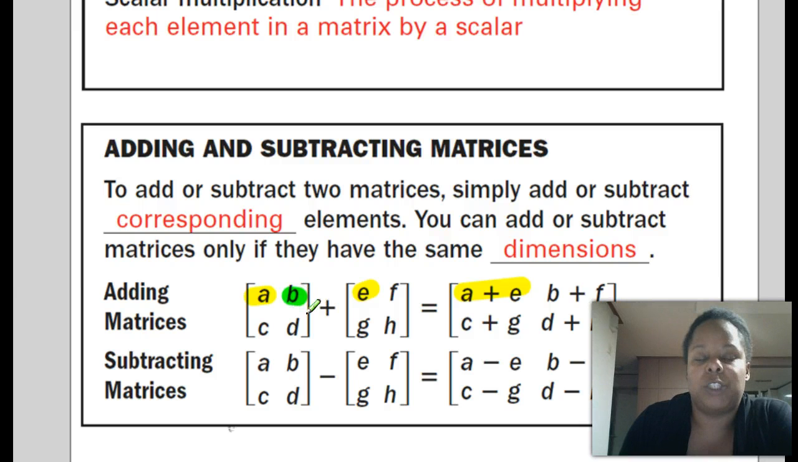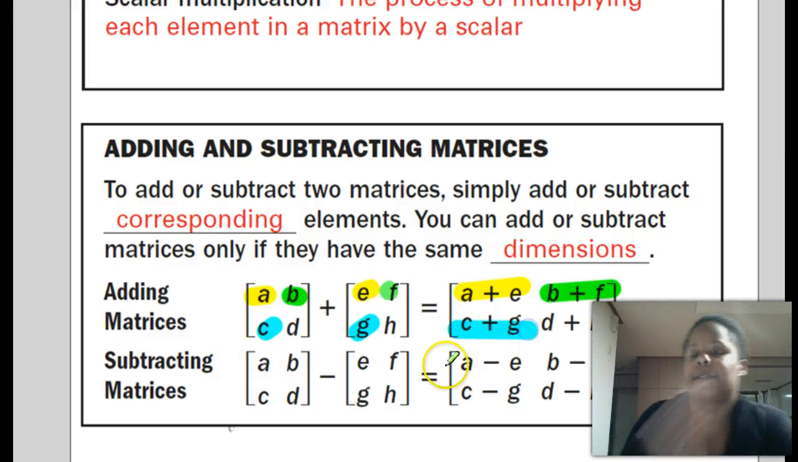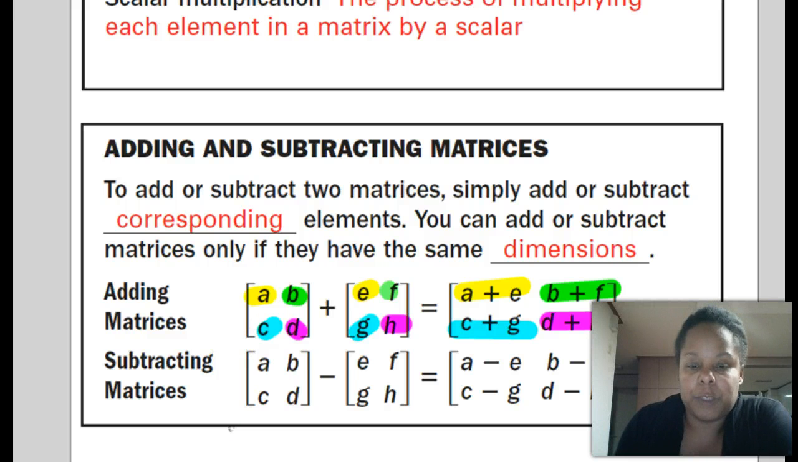We take B, which is the first element in the second column, and the corresponding element of the other matrix, and add those together. And C and G correspond because they're the first element in the second row. Add them together. Vice versa for D and H, which are the last element in the last row. And we add them together. Super simple. Okay? We use the same coordination even though we're subtracting.